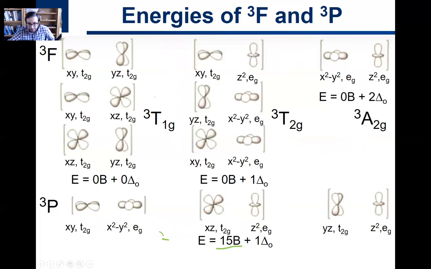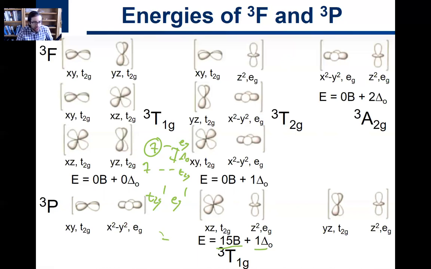Why is there 1 delta O? Well, similar to what we said before, what's our electron configuration? Look at all these. They are 1 in the T2G, 1 in the EG. 1 in the T2G, 1 in the EG. 1 in the T2G, 1 in the EG. Okay? So all these are the same. They have the same electron configuration, T2G1 EG1. So that's going to look like this. Again, this was delta O. This is T2G. These are EGs. So we got penalized for having that 1 electron in the EG. So that's where that 1 delta O comes from. So the energy of the triplet P's is going to be 15B plus 1 delta O.